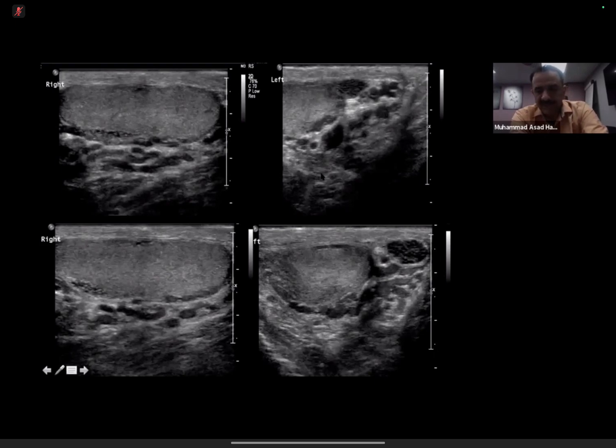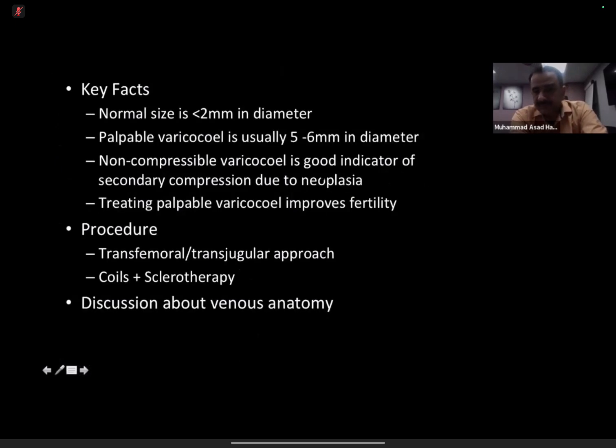Okay, so you've described it very well. The only other thing which I wanted to point out, as you said, is the diameter. Palpable varicocele is 5 to 6 millimeters. On the ultrasound, it's usually 4 millimeters. Then basically, these patients are likely to be needing some intervention.